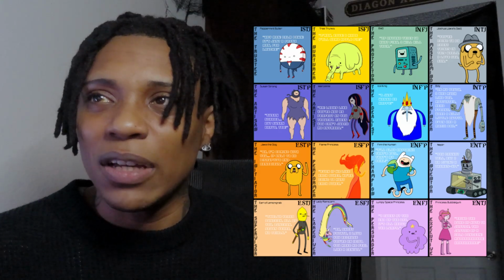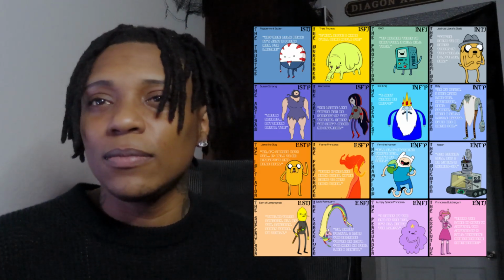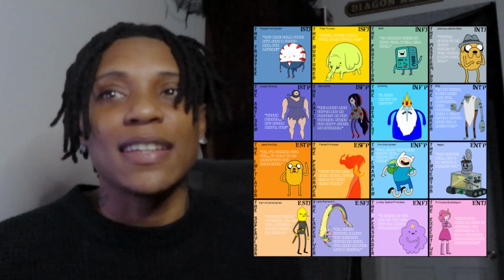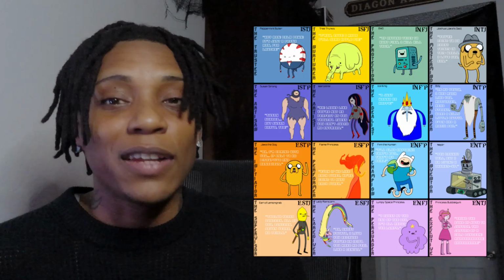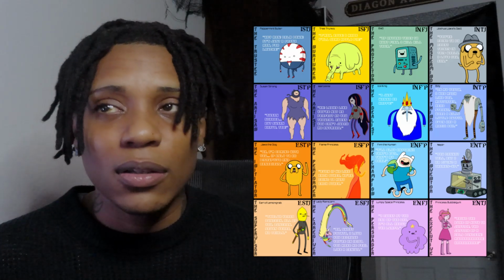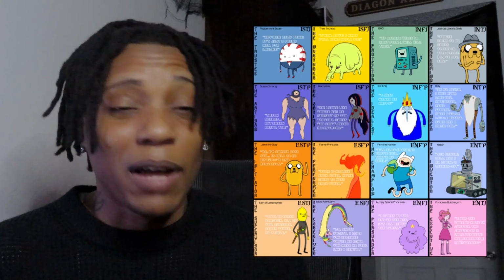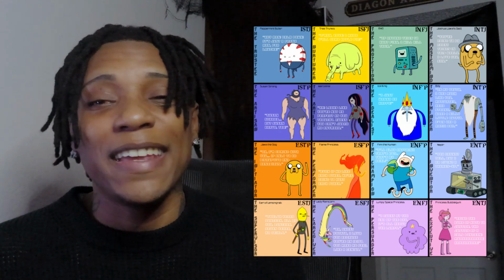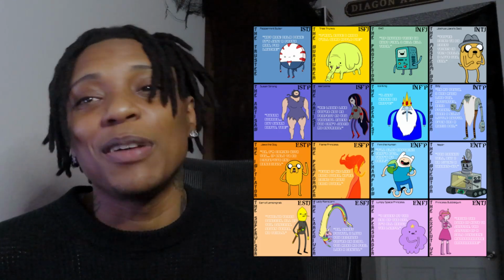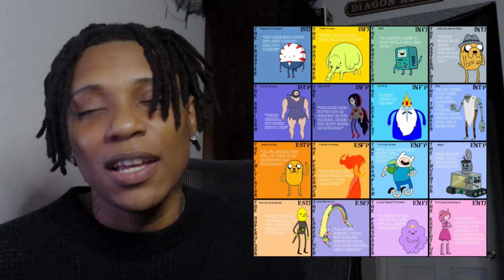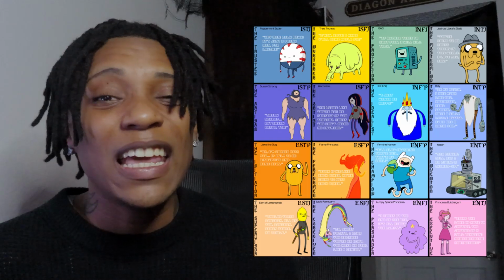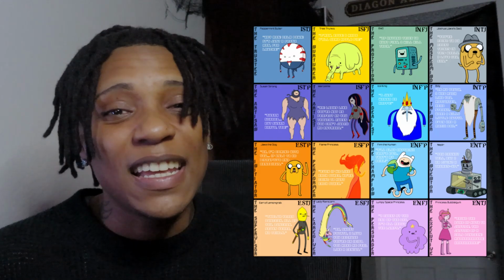We have, I think that's Billy as INTP. We have Jake the dog as an ESTP. We have Flame Princess, she's an ESFP. We have Finn the Human as an ENFP. We have the microwave thingy, I don't know its name, as an ENTP. We have Lemon Grab, the popular Lemon Grab as an ESTJ. Lady Rainicorn, ESFJ. Lumpy Space Princess, ENFJ. Last but not least, the ENTJ Princess Bubblegum. I feel like that's pretty accurate.